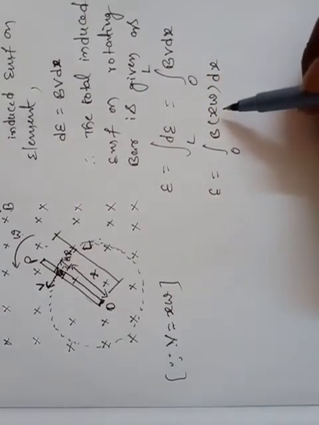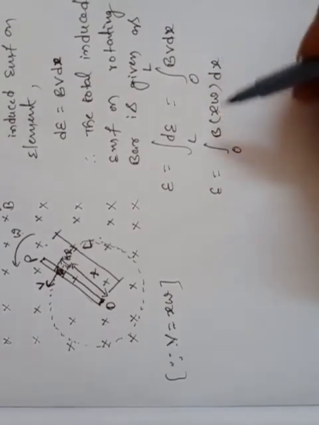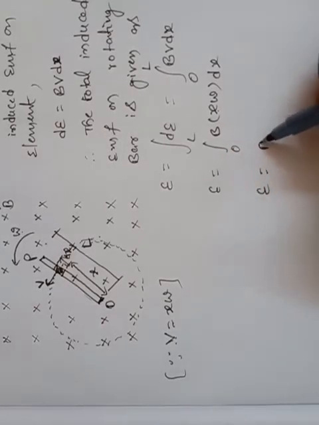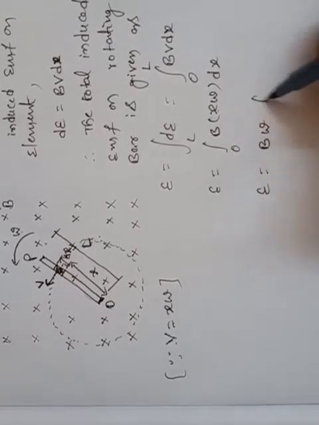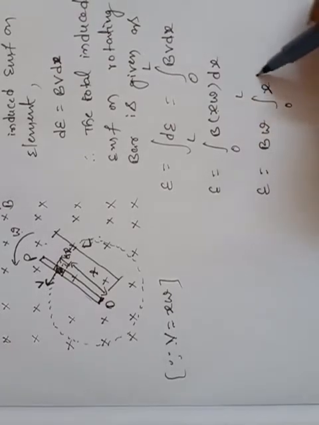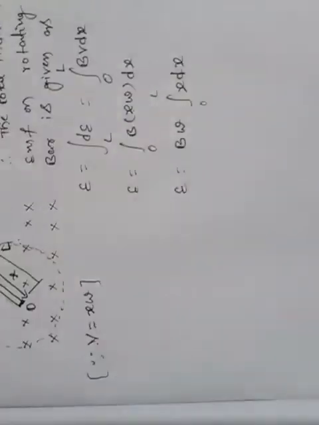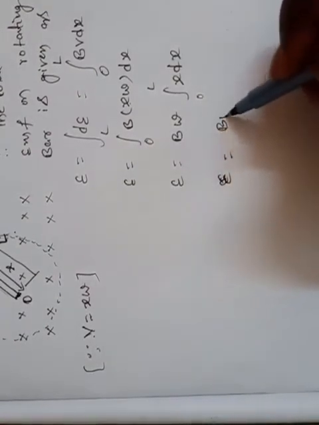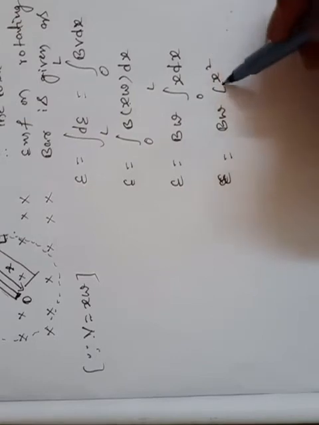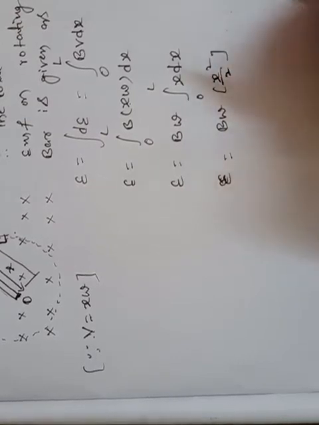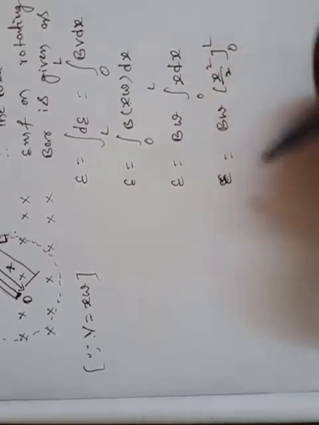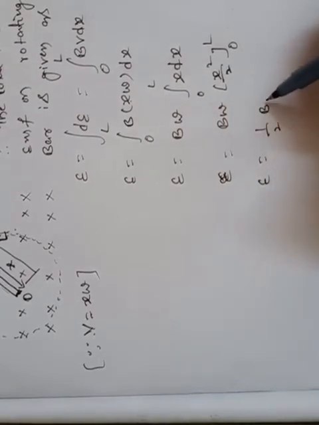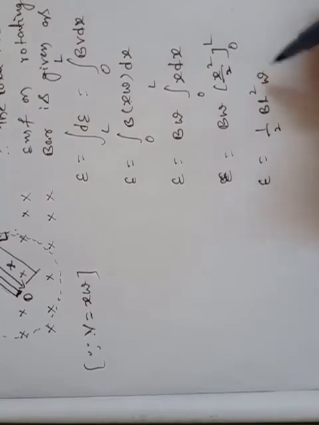So what are the variables here? X and dx. So we can write EMF E is equal to B omega, constants, integration 0 to L X dx. So if you apply the integration, B omega x square by 2, limits 0 to L. So after applying the limits, what we will get? 1 by 2 B L square omega.